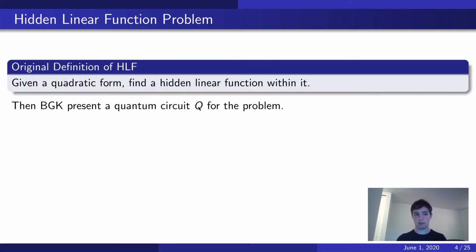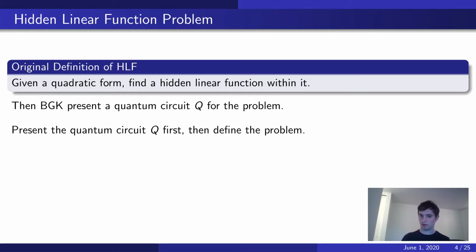So originally, it was defined by BGK in terms of a quadratic form. And there's a linear subspace hidden within this quadratic form on which it's linear. And you have to find the linear subspace and the linear function and report its coefficients. It's a bit technical to define formally, but then the authors present this beautifully simple quantum circuit for the problem. So we're actually going to reverse this, and we're going to present the quantum circuit first and use it to define the problem.